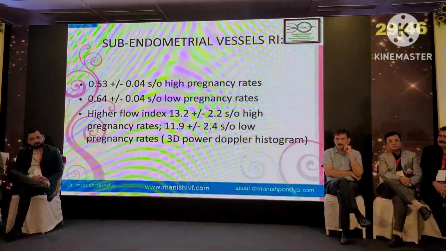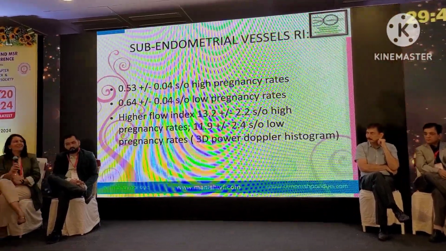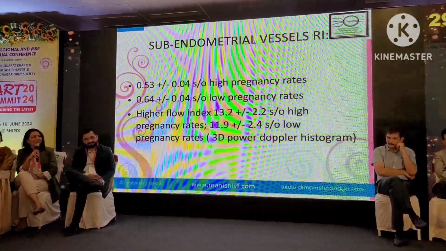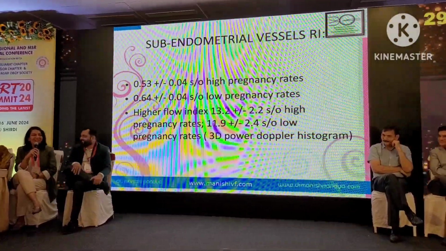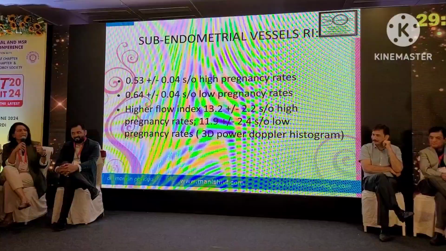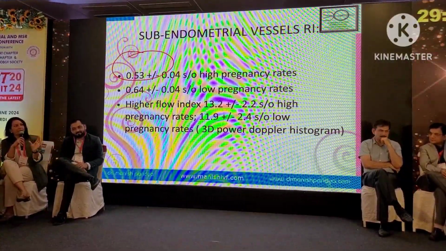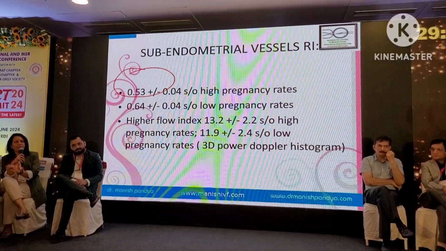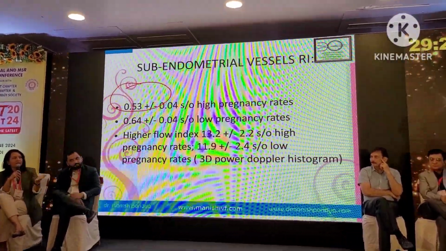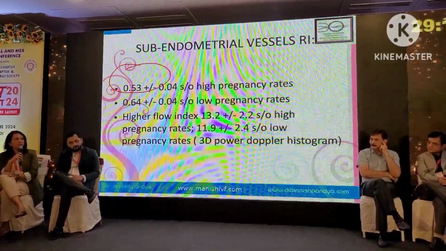There is also endometrial basal RI. Now, you are very much expert because you are doing Doppler every day, with RI and PI. So when the vascularity goes on increasing, the resistance will decrease. That is the basic funda of monitoring PI and RI. The higher the resistance index, the lower the chances of conception, and when the RI is lower, that is positive.